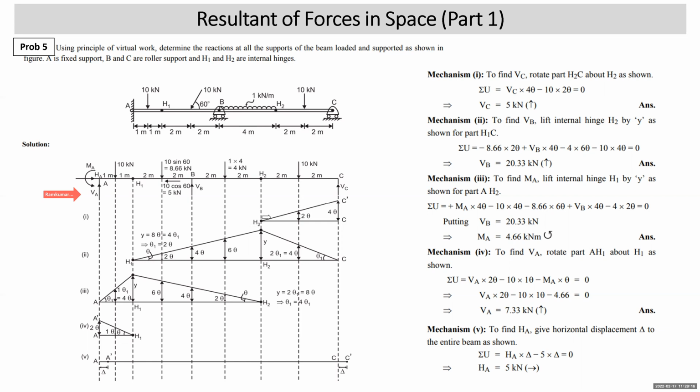Right. Then the first mechanism we have considered to find VC. We have considered FBD of part H2C and we have rotated the beam about H2 so that internal hinge reaction at H2 will not do work.